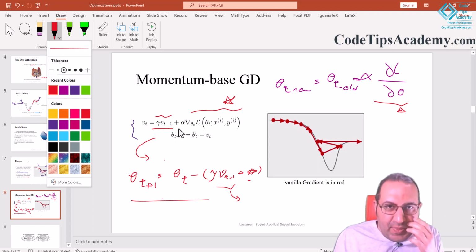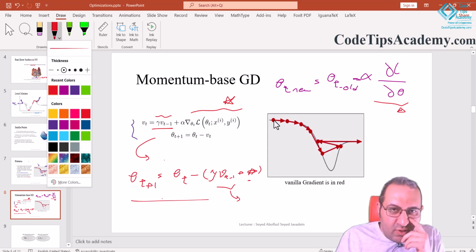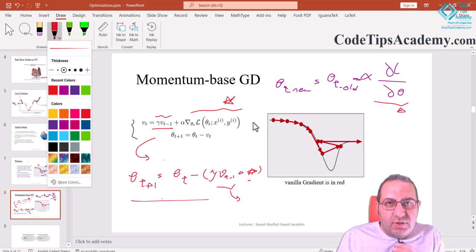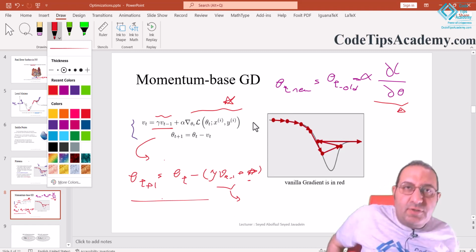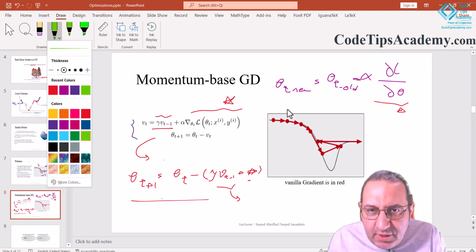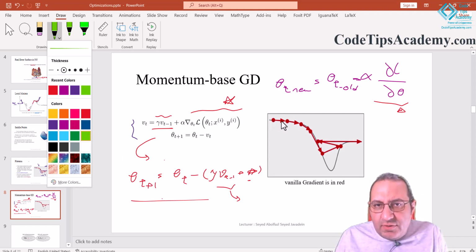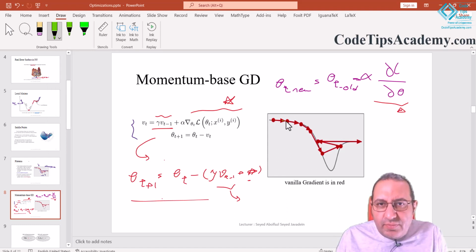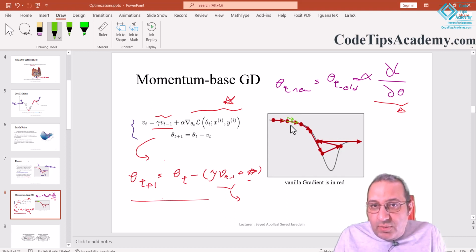What does this mean? This means that for each step, for example, we start from here, we should calculate a speed vector too. Okay, I explain it. Here, as you can see, we have the gradient here, and the speed is here. This is the gradient vector, and this is the speed vector. It means that we have the sum of these two vectors.